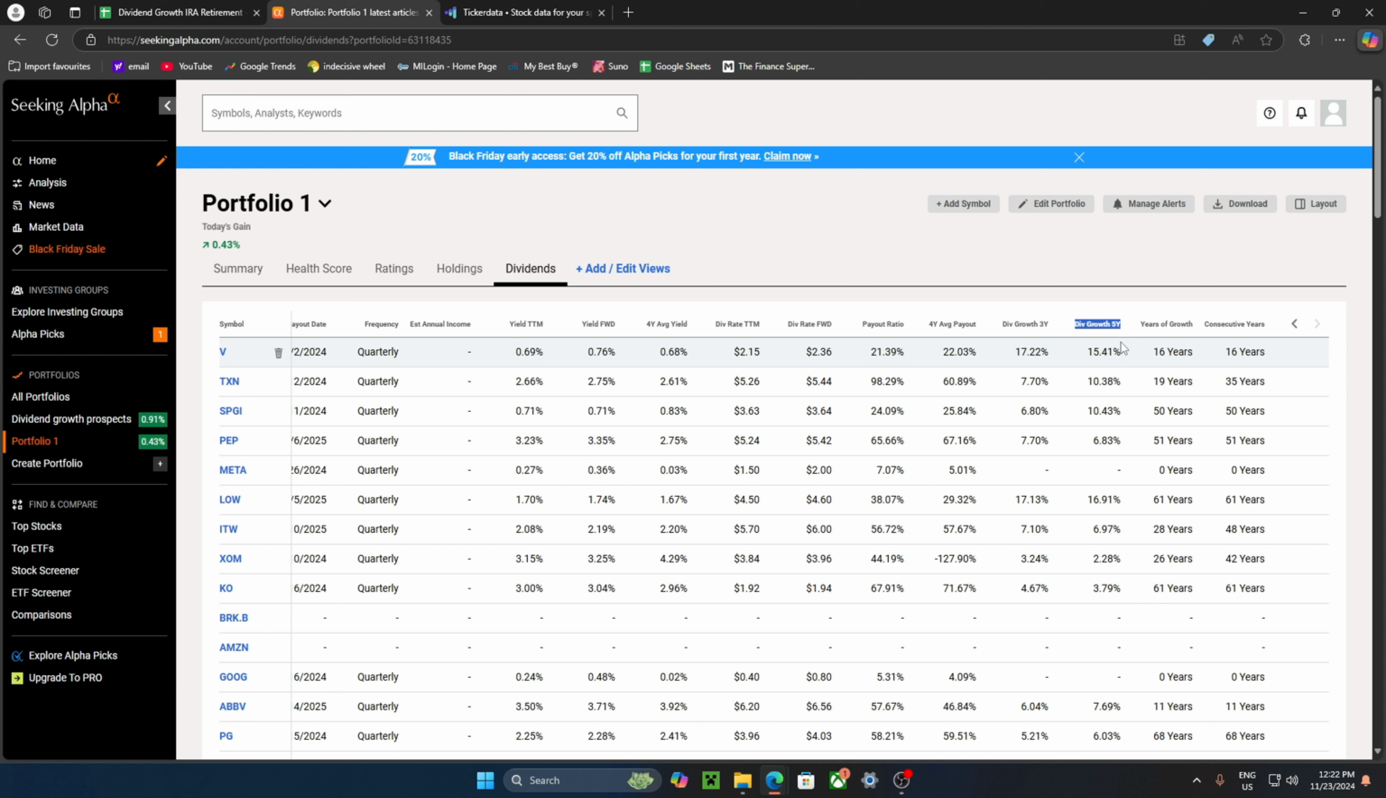But dividend growth rate, look at this one, Lowe's, 16.91% of growth in a 5-year period. That is absolutely insane. 5-year and 3-year are damn near 17% each, and that's 61 years of consistently doing that, year over year growing. That is absolutely insane. I love that.